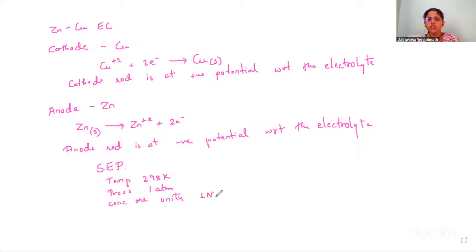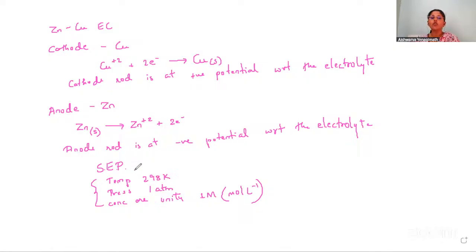The concentrations are at 1 molar. 1 molar, what does that mean? Molarity. Molarity you have studied in your class 11, I need not go into detail. So molarity is moles per liter. Yes, 1 molar concentration. If all these conditions are satisfied, then we call it standard electrode potential.